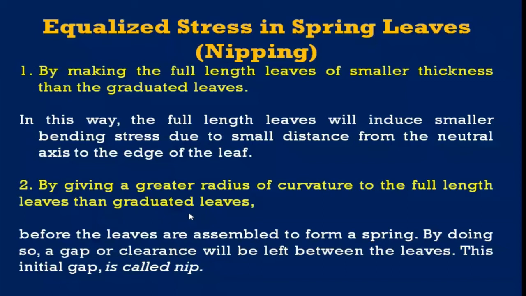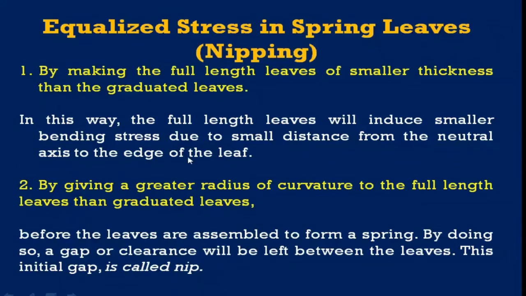Okay, but while giving the curvature, try to give more curvature to the graduated leaves than the full length leaves. Full length leaves will be given more radius of curvature. Sorry, less curvature, higher radius of curvature. So, greater radius of curvature means the curvature is less. The inverse of radius of curvature is curvature. So, the full length leaf will have less curvature than the graduated leaves.